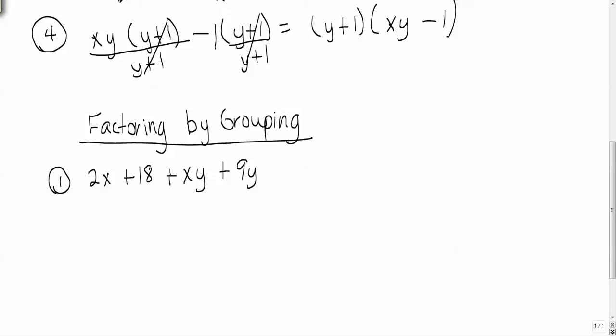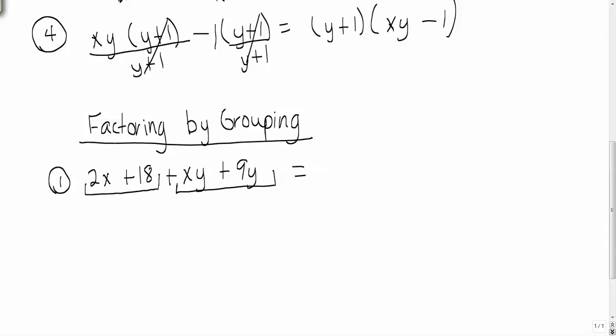Okay, now there's not a greatest common factor for every term, so you can't factor out a greatest common factor. So what we're going to do here is factor by grouping. If we group these two together, they have a common factor of 2. And if we group these two together, they have a common factor of y.